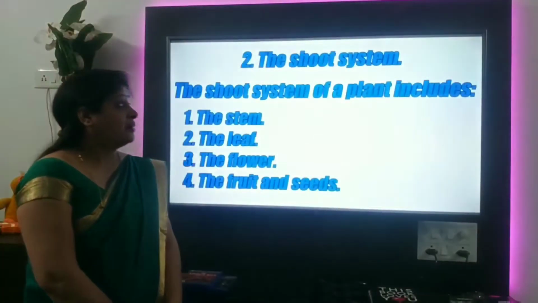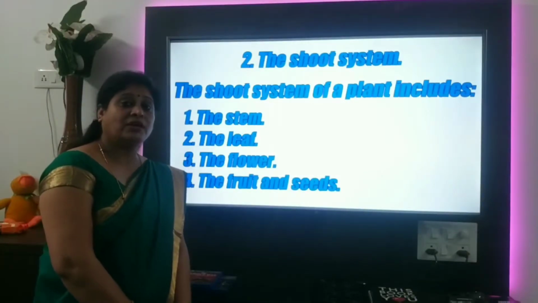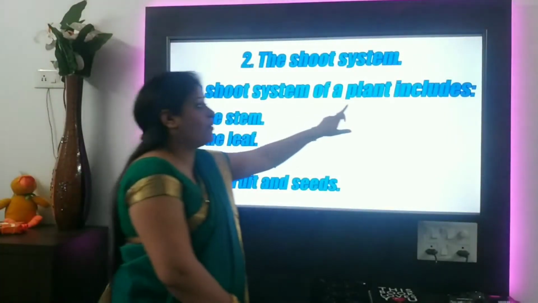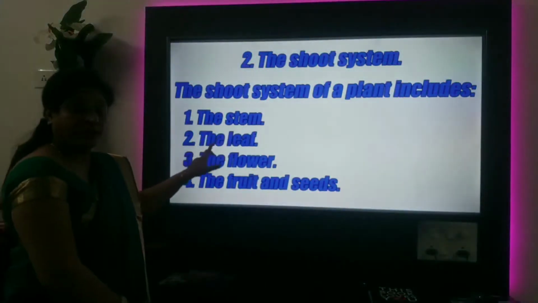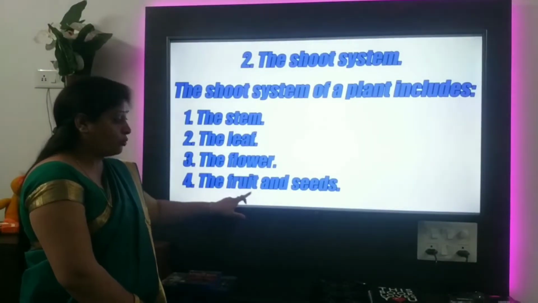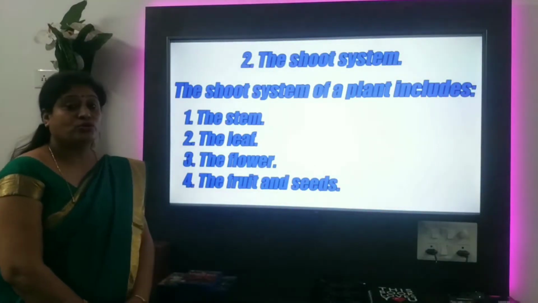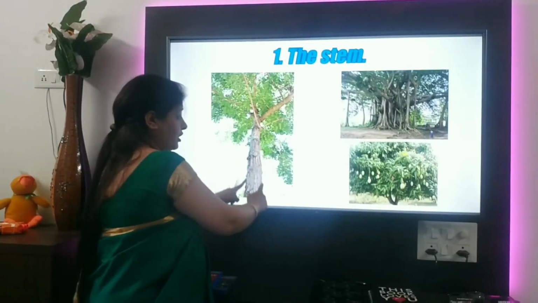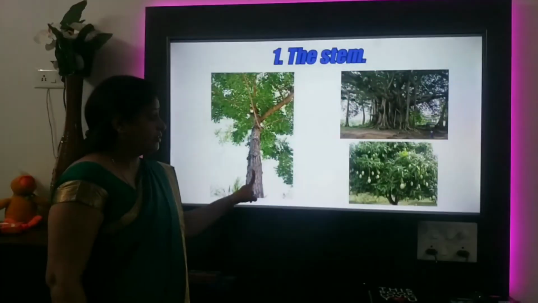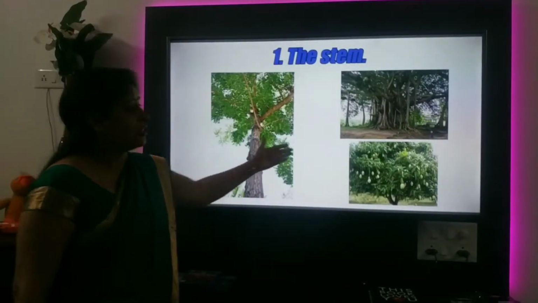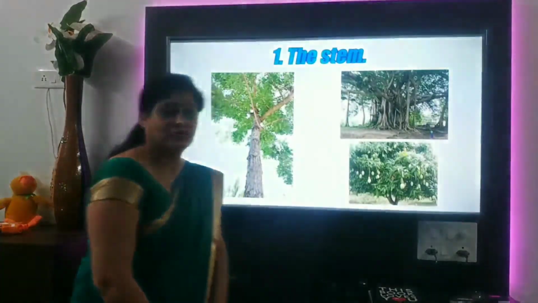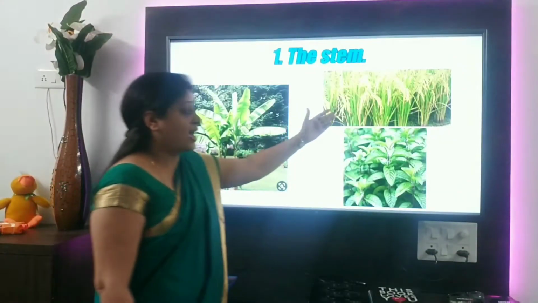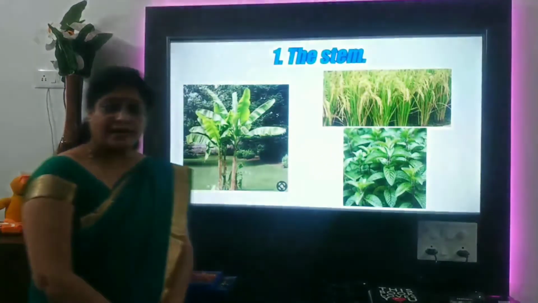As you know that the parts which are above the ground are called the shoot system, and the shoot system of a plant includes the stem, the leaf, the flower, the fruit and seeds. So firstly we are going to learn about the stem. So children, some plants have thick and woody stem. These are called trunk. And the examples are neem tree, banyan tree, mango tree, etc. Some plants have weak and soft stem like banana, rice, mint, coriander, etc.